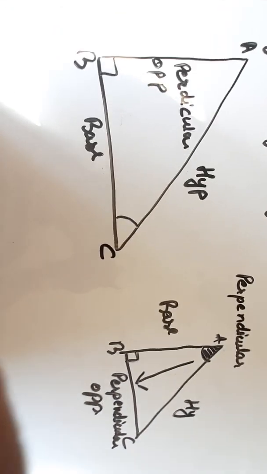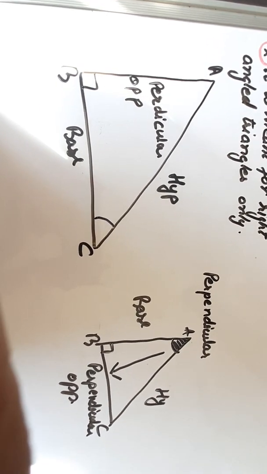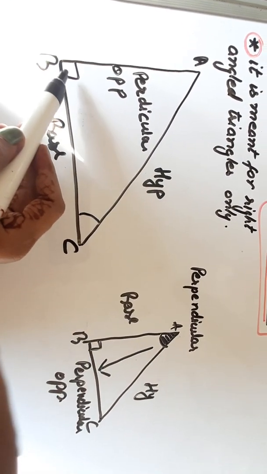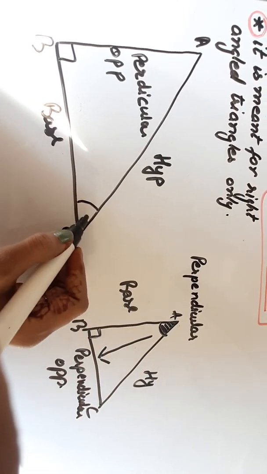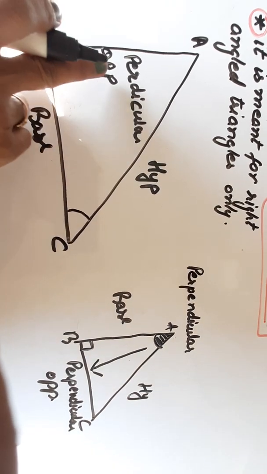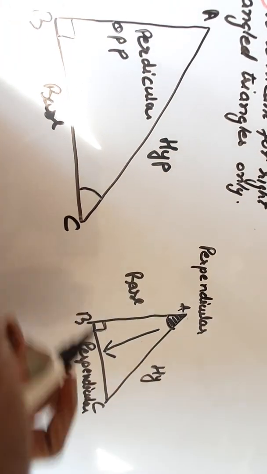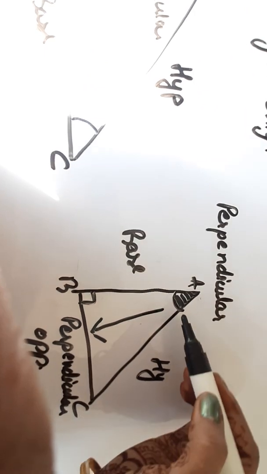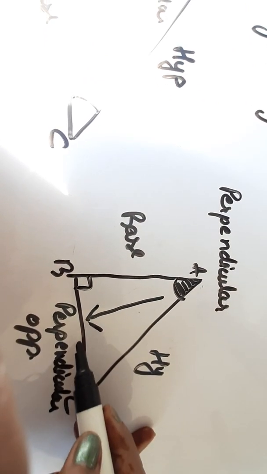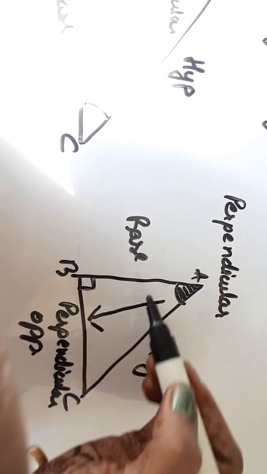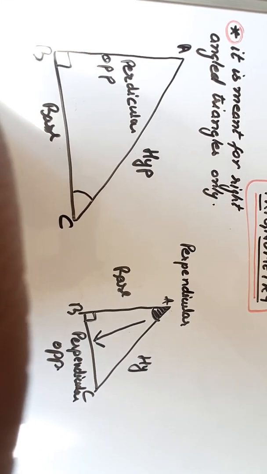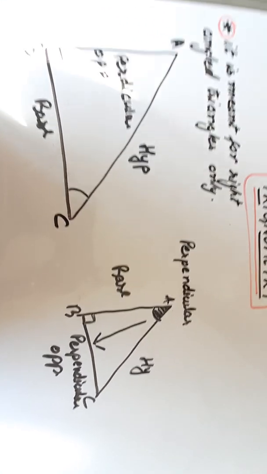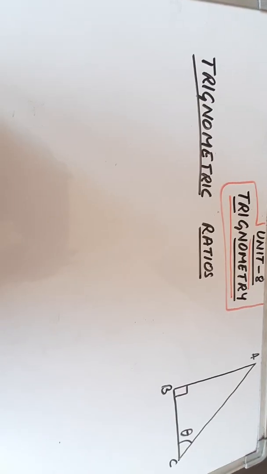So this is the main thing you must remember while doing trigonometry: besides the 90 degree angle, we have two acute angles. If this angle is included, then the side opposite to this angle is perpendicular and the third side will be base. But if the other angle is included, then the side opposite to it will be taken as the perpendicular and the remaining side will be the base. These are the basics of trigonometry you must remember while doing the questions. Now let's move on to the concept.